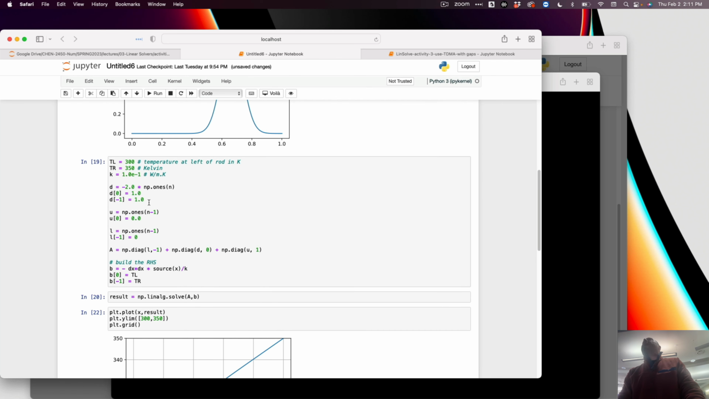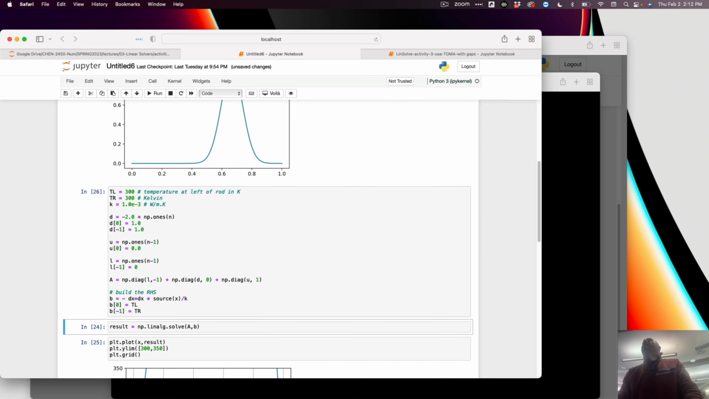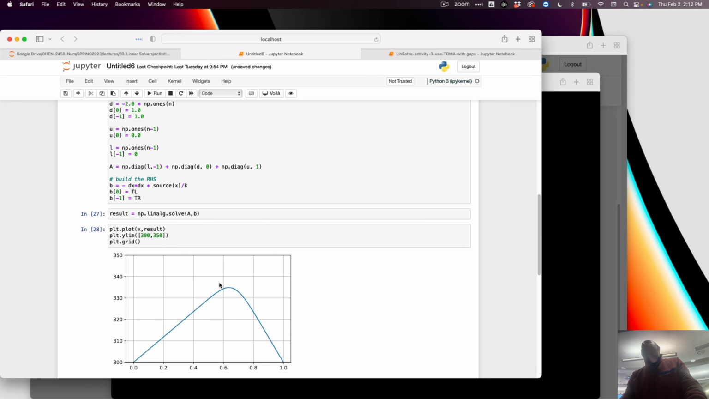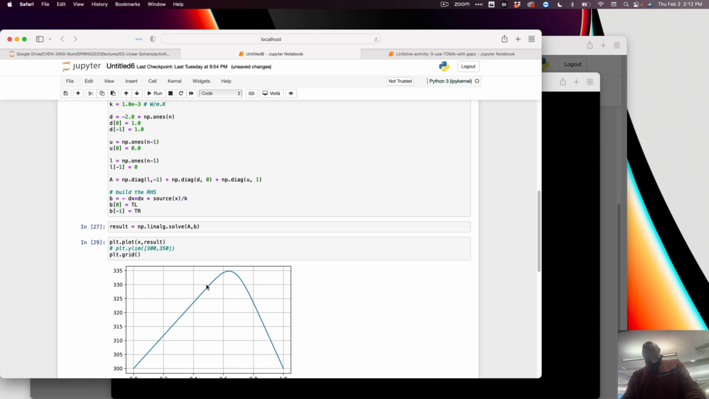Now you can take k to the other limit. So we're going to go back to 300 over here and go back to 10 to the minus 3 for k. Okay, the temperature is here. I'm going to drop this limit over here. So it went up to 335, okay?